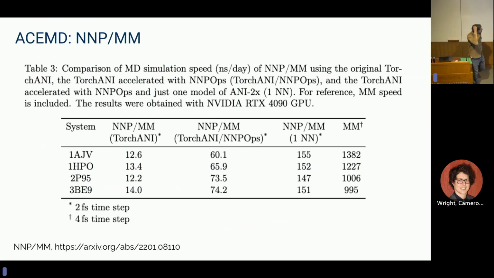Reasonable speed means, in the latest benchmark on a 4090, that before we started this optimization with NNPOps and so on, it was 100 or 200 times slower compared to molecular mechanics, and now we are 10 times slower. With a time step difference of 2, it's about 5 times slower. And if you consider the amount of difference in the calculation that is being done, that is impressive. I think there is a lot to do.